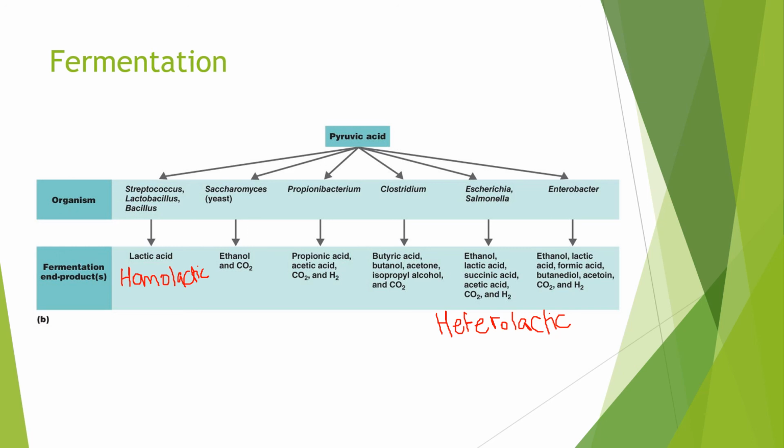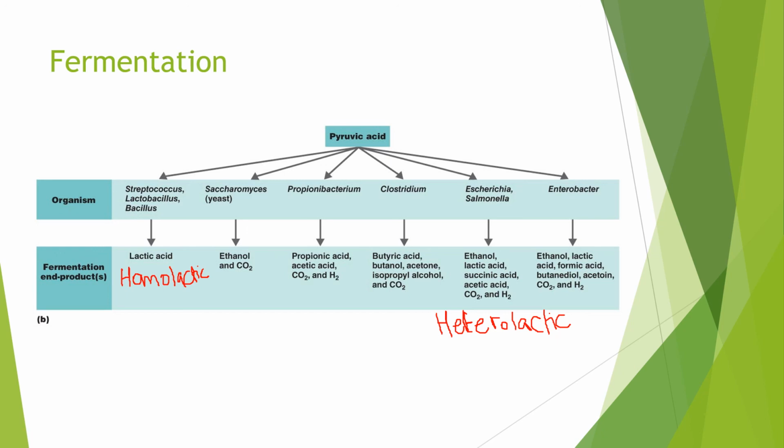But if there are multiple products, as you can see, ethanol, lactic acid, CO2, etc., then that would be called heterolactic fermentation. That's a T, by the way. Okay, so here. And again, we use these products to help us make things, as I said, like pickles, sauerkraut, etc. So we definitely use bacteria to our advantage to help us make various foods.